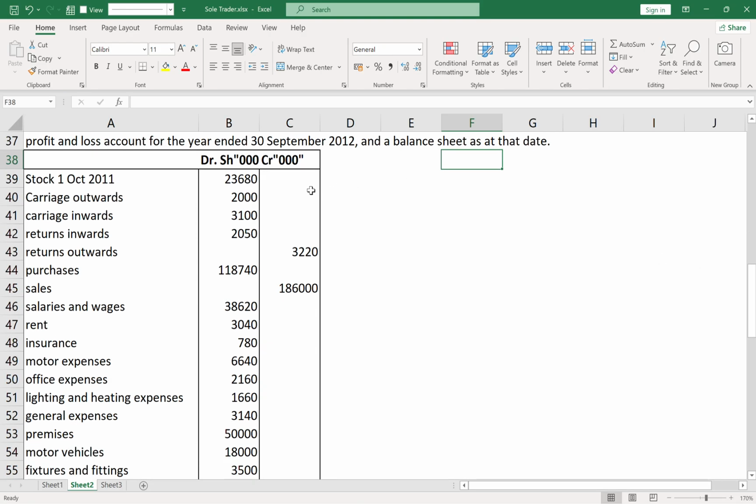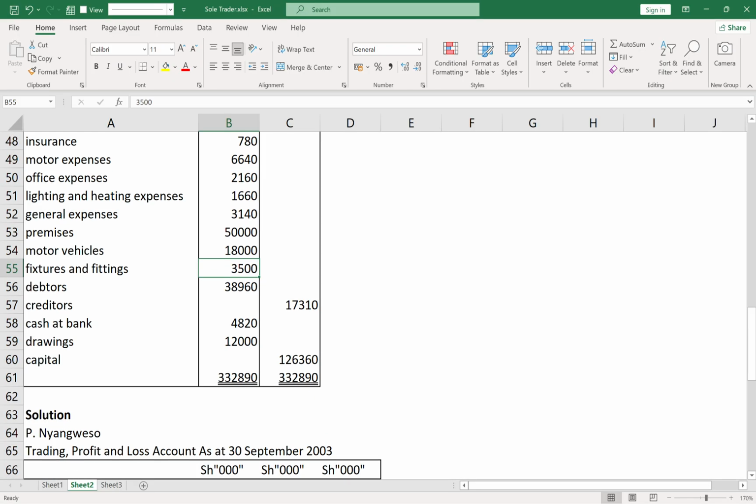We are told we have the stock, the carriage outwards, carriage inwards, returns inwards, outwards. So the purchases, we have the sales, salary, wages, rent, insurance, motor expense, office expense, lighting expense, general expense, premises, motor vehicle, fixtures and fittings, debtors. You also have creditors, cash at bank, drawings, capital, all that. So we are going to start with the profit and loss account.